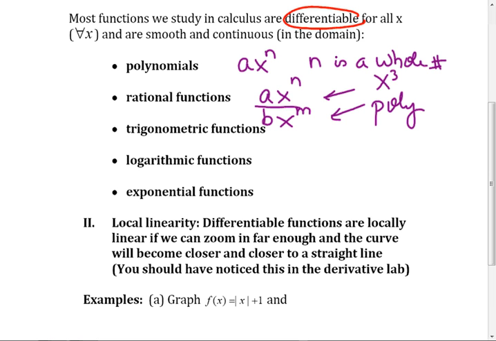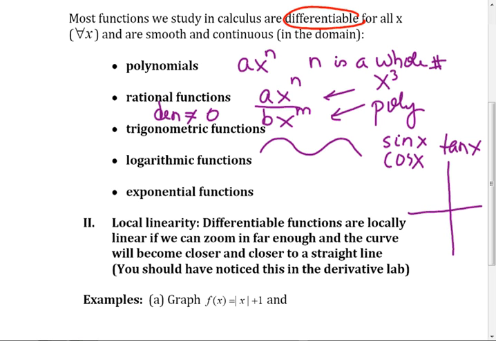There's only one problem with a rational function. The denominator can't equal what? 0. How about your trig functions? Every place in the domain. Sine function looks like this, so does the cosine. So sine of x, cosine of x. The only one you have problems with is tangent, but as long as you stay in the domain, you're okay.